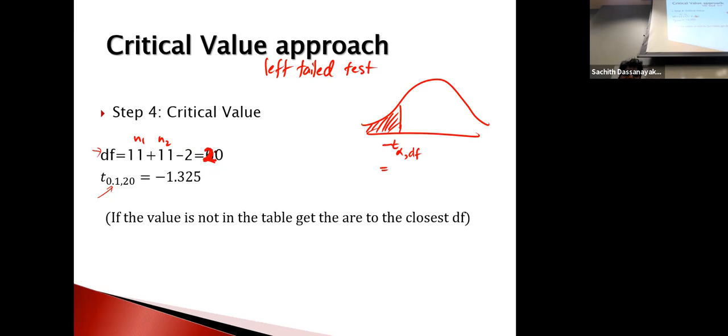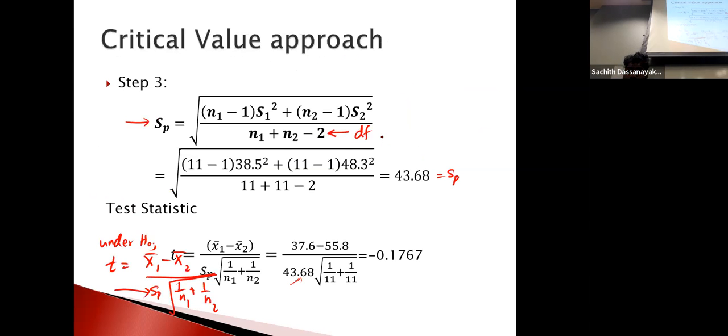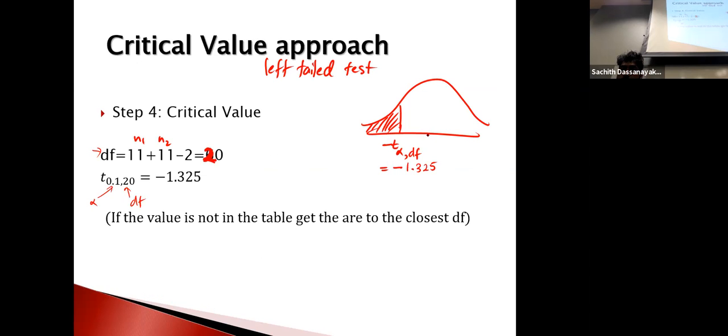I didn't see that. Okay, it is 20. I believe this value is correct. Based on t 0.1, this is your alpha, this is your df, degrees of freedom. The table value is negative 1.325. So what is your test statistic value? Negative 0.1767.